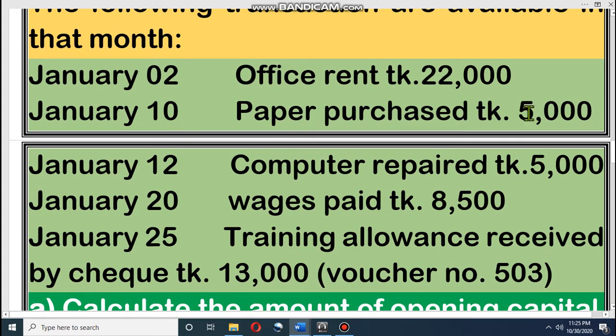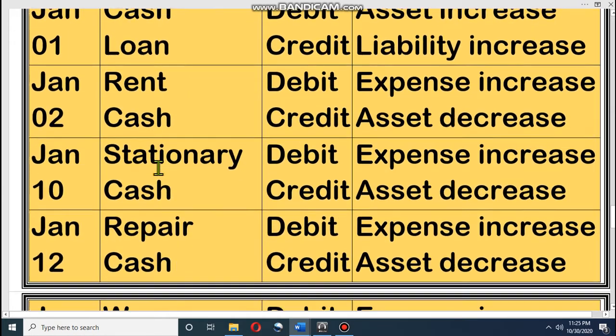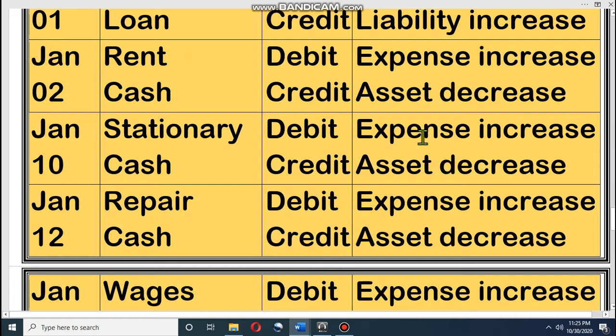Paper purchase taka 5,000. You know that paper is stationery, therefore stationery debit, cash credit. Again I have to pay cash money, stationery debit, cash credit. Look at stationery debit because it is an expense. On the other hand, cash credit. Earlier I discussed cash is an asset, that's why asset decrease, credit.